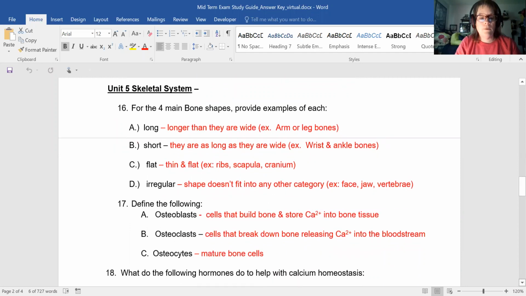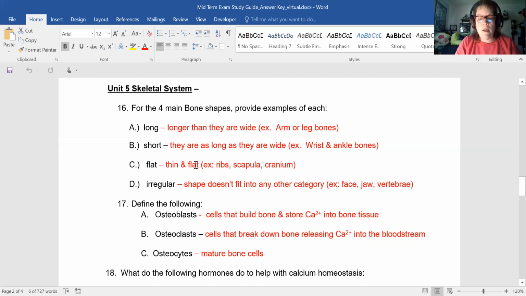Unit 5, skeletal system. Okay, first question, number 16, talks about those different ways we categorize bones based on their shape. We have the long bones, short bones, flat bones, and irregular. Remember, long are longer than they are wide, like the bones in your arms and your legs. Short bones, I call them the little boxy bones or nuggets, because they are pretty much as long as they are wide. And examples would be your wrist and ankle bones.